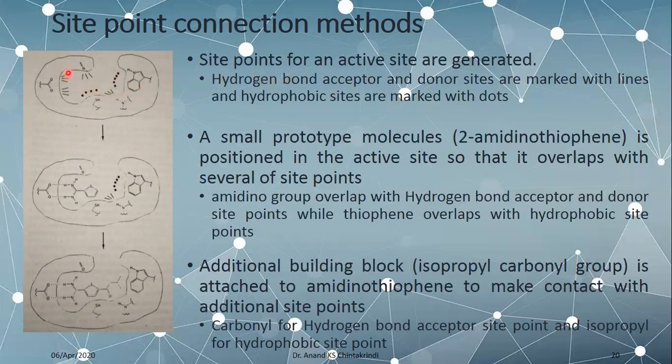In this diagram, the hydrogen bond donors and acceptors are denoted as lines, and the hydrophobic sites are marked with dots. Now, the method begins with placing a small prototype molecule such as a 2-amidino group, which is attached to the second position of the thiophene ring.